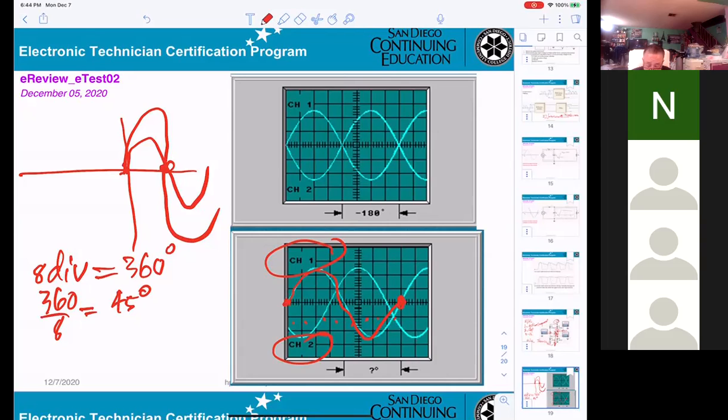So now, if you want to see the leading or lagging in degrees, you can see the first one right here on the top, okay? And the second one is on the top. How many divisions different? 3. That means you take 3 times 45. That's 135. That's what you can see, they are leading or lagging. 135.